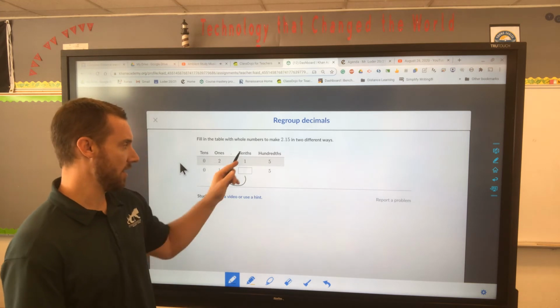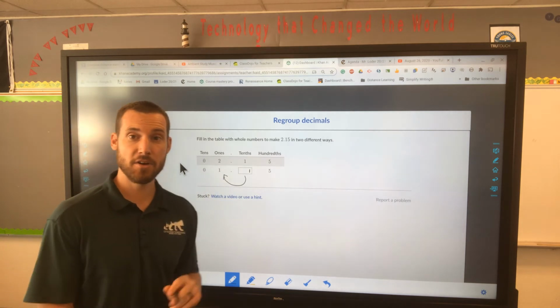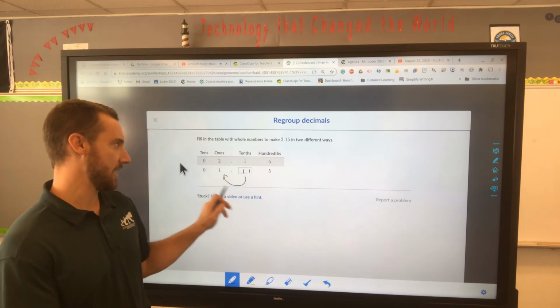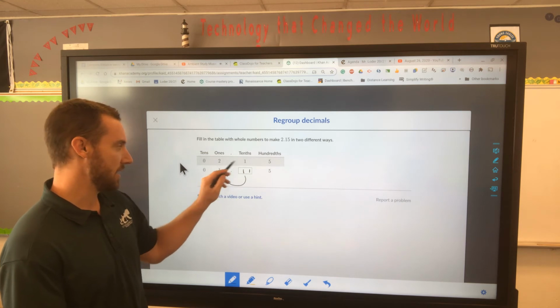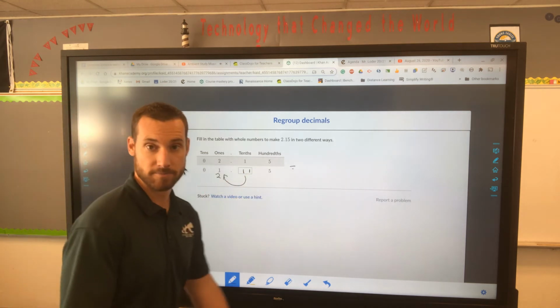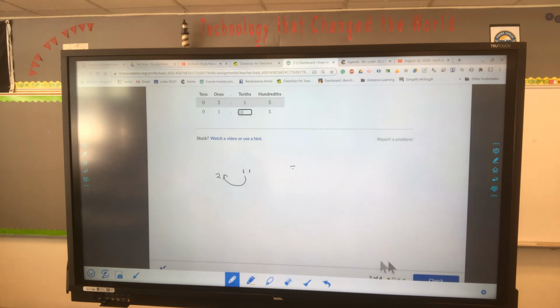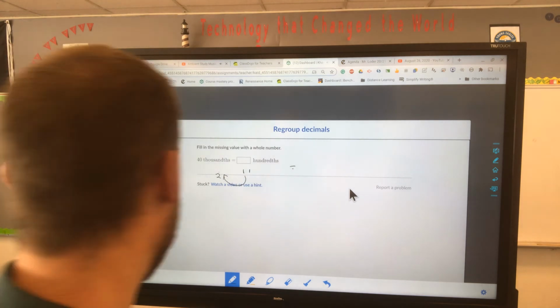So if I put the 1 there, and if I need something to carry over, I'm going to put another 1 there, right? So it would be 11 tenths, and then this 1 would carry over and make this 2, making these 2 things equal. All right? Let's go ahead and give that a try and see what happens. 11. And check. Okay. This will be the last one, and then I'll have you guys do the rest.